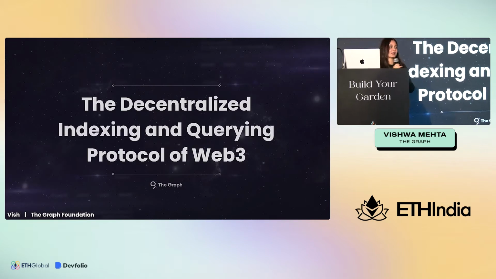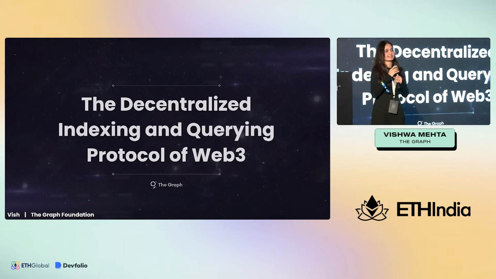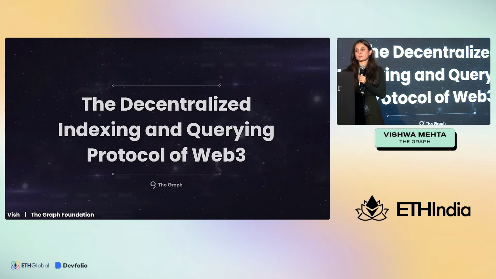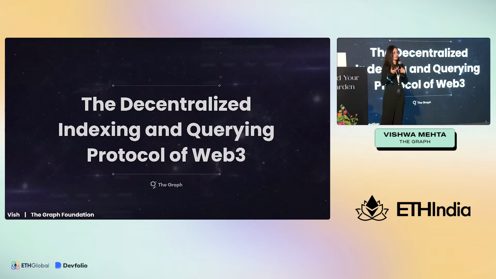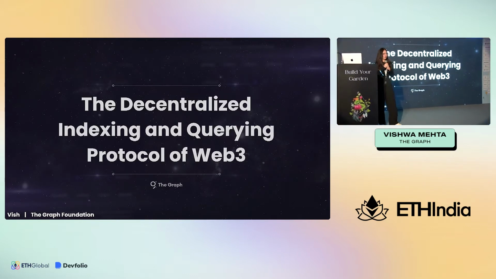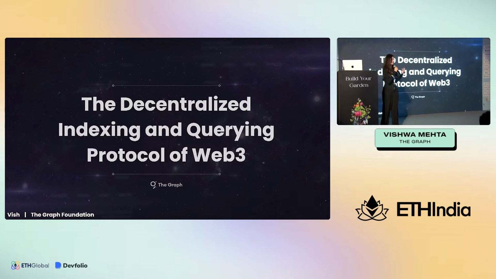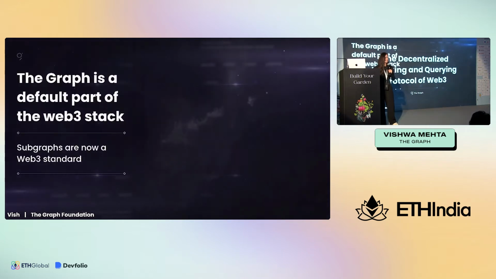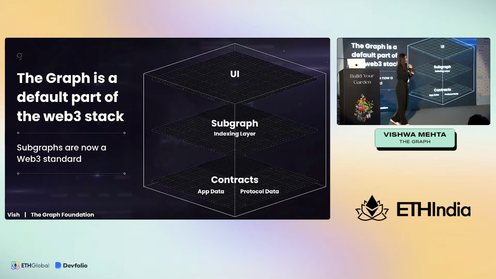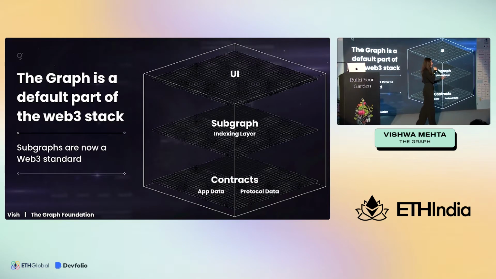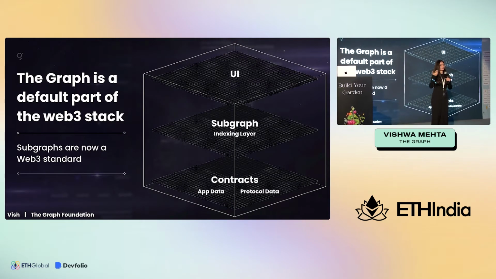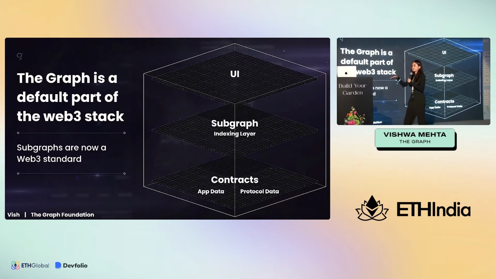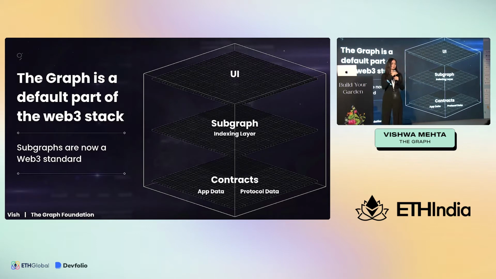So let's talk about what the graph is, right from the beginning. The graph is a protocol, an indexing and querying protocol for Web3, for networks like Ethereum, IPFS, and so much more. But that's a lot of jargon: Web3, decentralization, GraphQL, the graph, indexing, querying. So I get a lot of questions around where it fits into the stack. So let's look at the stack.